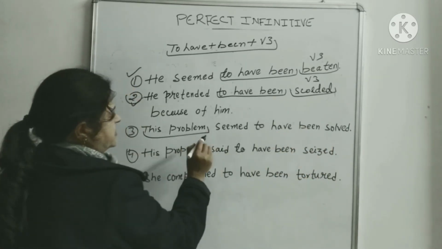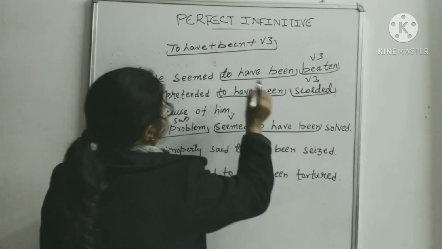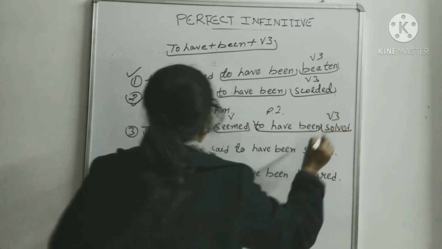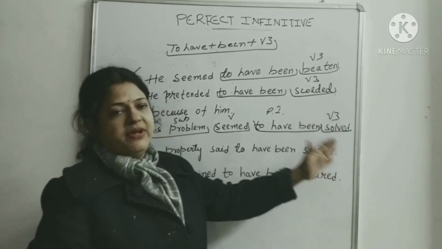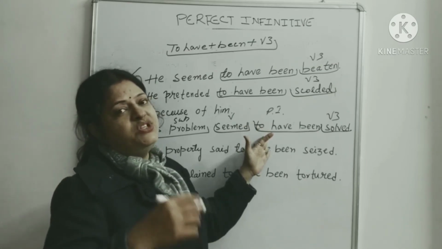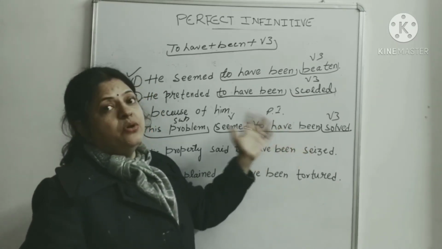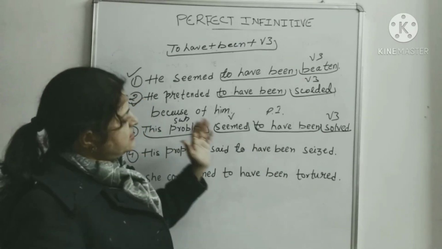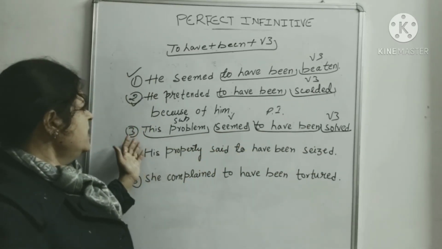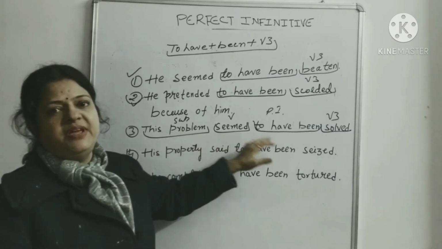ठीक है, this problem seemed to have been solved. यह समस्या, this is subject and this is seemed, this is verb, to have been, this is perfect infinitive, and this is solved, this is V3. So this problem seemed to have been solved. इसका मतलब ये समस्या प्रतीत होता है कि सॉल्व हो चुका है। Seemed to have been solved यानी सॉल्व किया जा चुका है ना। तो this is passive voice। लेकिन हमें नहीं पता कि who has solved this problem, but we only know that this problem has been solved। तो यहाँ पे to have been की जगह हम इसे सिंपल has been लगा के भी कर सकते हैं कि this problem seems to have been की जगह it seems that this problem has been solved.